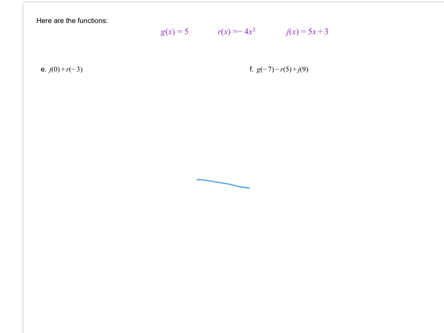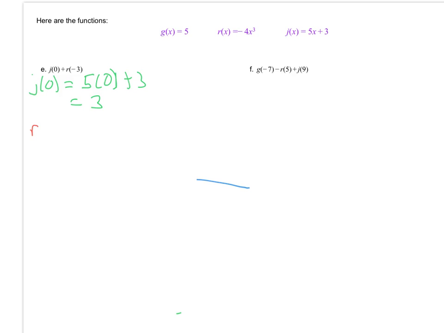In the next part, I rewrote the functions for us again on the back side of the sheet. So we're looking at those same three functions. What I want to do now is find j of 0 plus r of negative 3. So I need to start with my j function, and j of 0 is going to be equal to 5 times 0 plus 3. Since 5 times 0 is 0, adding 3 to that, this is 3.